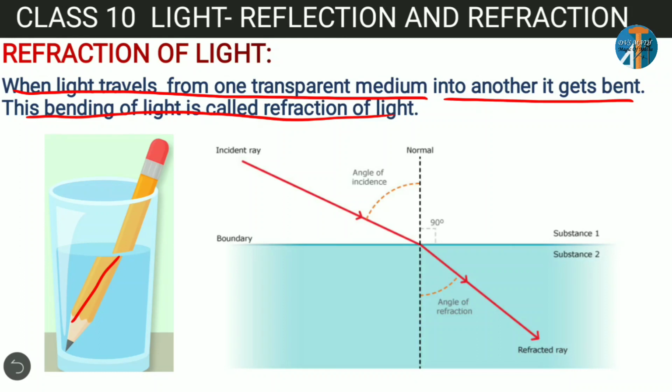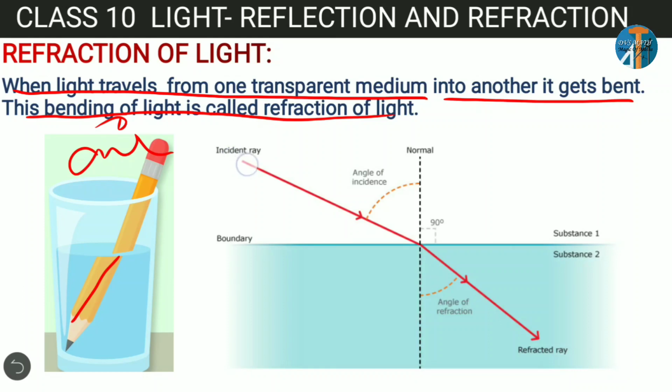Why is it so? Here what is happening, the light is traveling from one medium to another medium, that is from air. Outside the glass, which medium is there? The air medium is there. But inside, it is traveling to the water medium, right? When light travels from one medium to another medium, the light bends. So that bending of light we are calling refraction of light. Okay, so this is the air medium, this is the water medium.